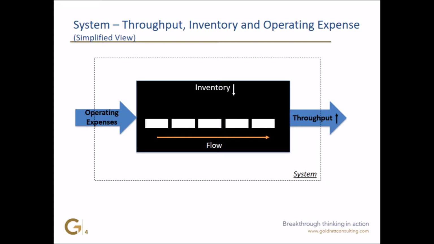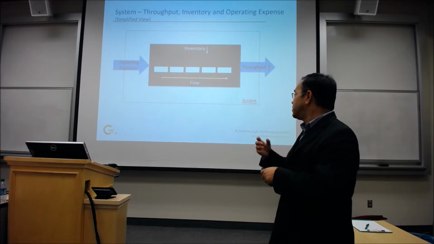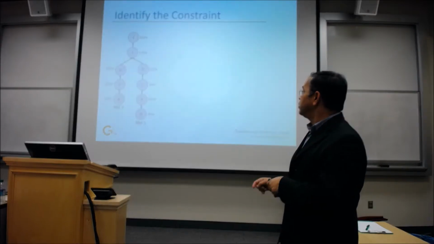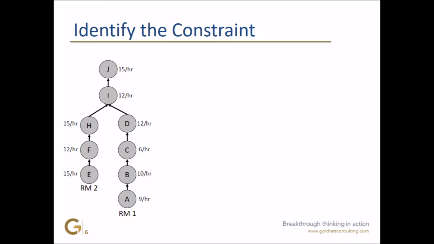Now, how do I manage the system? Let's break this flow down into something like this. It's a very simple, even dumb example. In this example, RM1 and RM2 are raw material. A, B, C, D are all workstations. And when J produces, you have a finished product, something that you can sell.